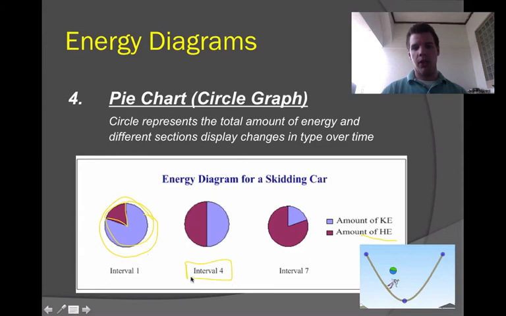At interval 4, now we're at the halfway mark. So we have half kinetic energy and half heat energy. And then that continues all the way down to interval 7. Well, now the kinetic energy is really small and the heat is very large. So again, this is almost like the composite bar graph where it helps you see the law of conservation because the circle is the same size every time. It's representing the same exact amount of energy. It's just telling me how much of it is kinetic and how much of it is heat.